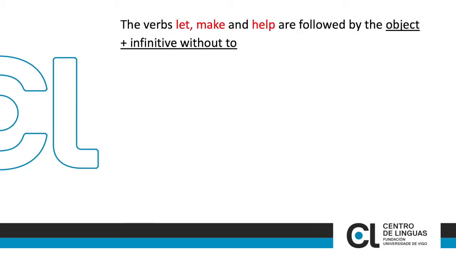Let's look at another category. These are verbs that are followed by an object and then followed by the infinitive without to. We're just looking at three of them. These are the most common: let, make, and help. The zookeeper let us pet the iguana. You let someone do something without to.